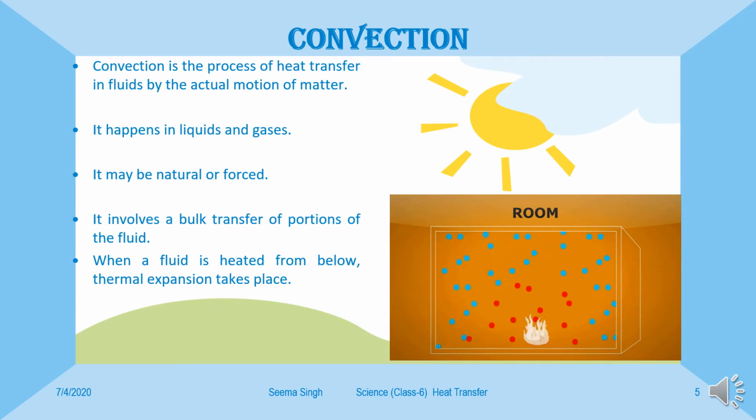Then it involves a bulk transfer of a portion of the fluid. The process of convection heat transfer includes the bulk, that is, the large amount of transfer of a portion of fluid. When a fluid is heated from below, thermal expansion takes place. Whenever any fluid is heated from below, there is a thermal expansion. That is the heat transmission, the expansion of the atoms and molecules of the fluid.